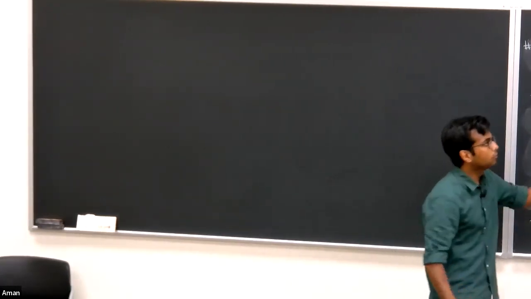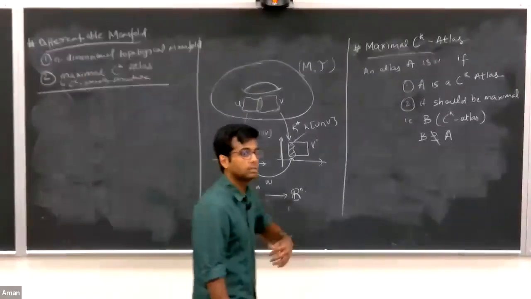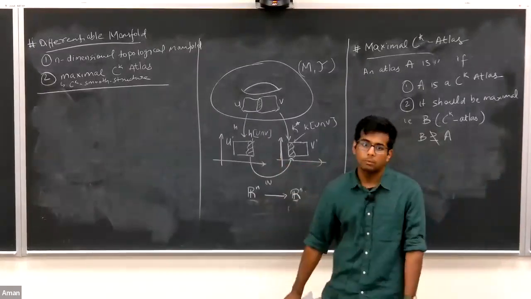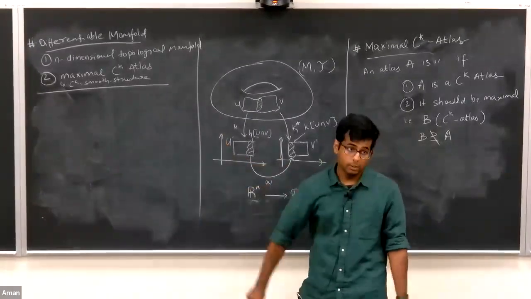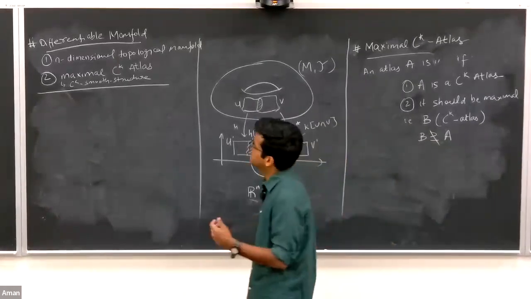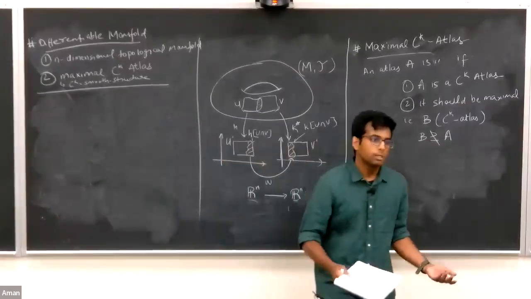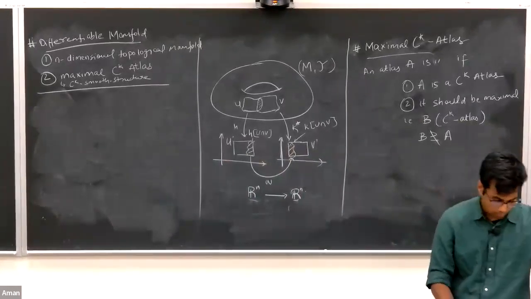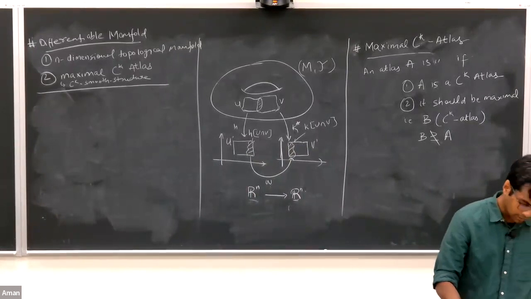So we defined all of these things, like what an atlas is, what a CK atlas is, what a C-infinite atlas is, to be able to define a differentiable manifold using these two properties. It should be an n-dimensional topological manifold and should have a maximal CK atlas. As long as these two properties are satisfied for any manifold, you can know that it's a differentiable manifold. Let's look at some examples now.